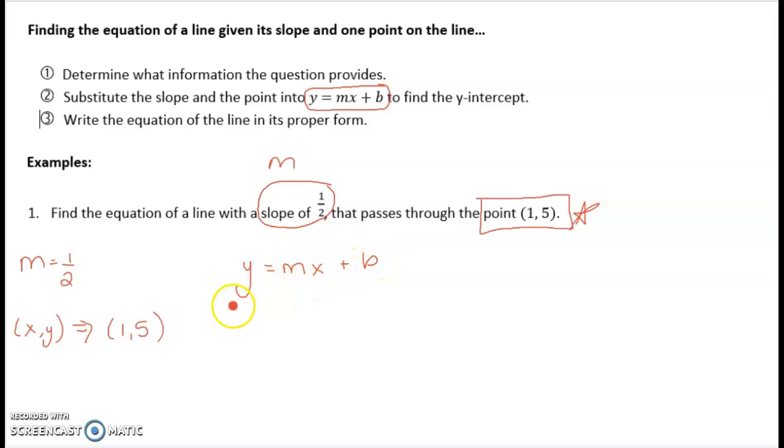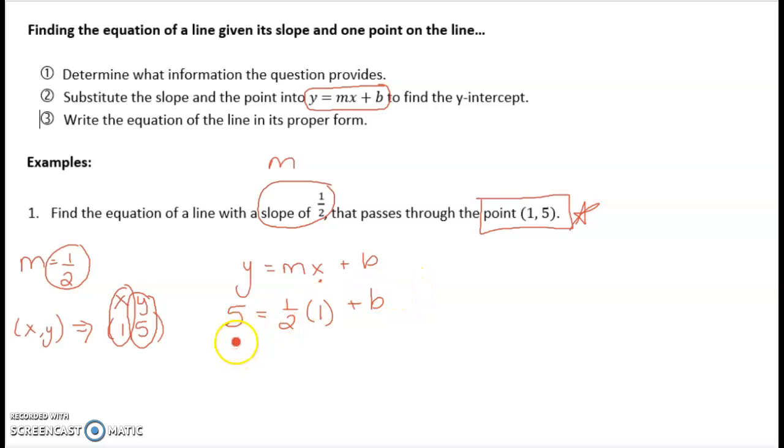Okay, so I'm just going to rewrite our formula, y equals mx plus b. And now we're going to sub everything in. So when we look at our point here, x comes first, and then y. So y, I'm going to substitute a 5. My slope is 1/2. My x is 1, so times it by 1. And now we are doing this to solve for our y-intercept.